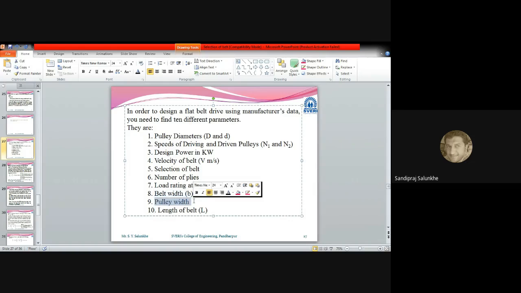Then based on that width of the belt, we have to select the width of pulley. And later on, that is the last step, we are going to calculate length of that flat belt, which involves center distance between the pulleys and diameters of the pulleys. And these are the steps by means of which we can select flat belt from the manufacturer's catalog.